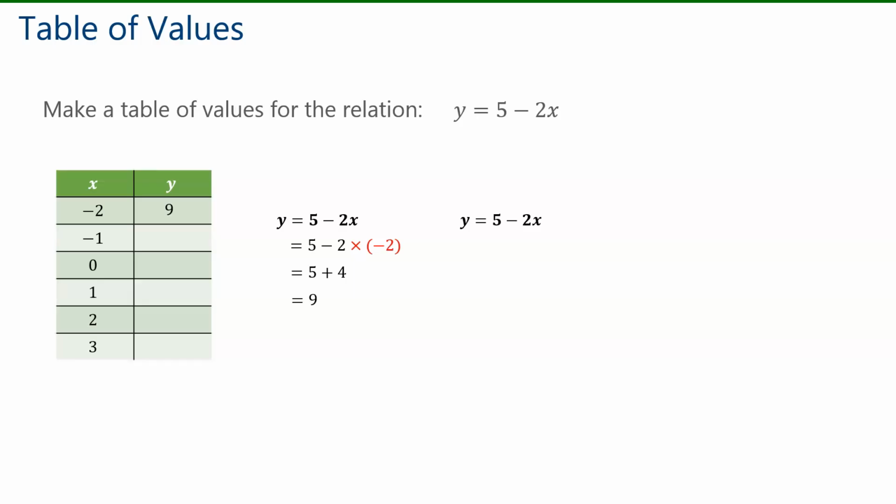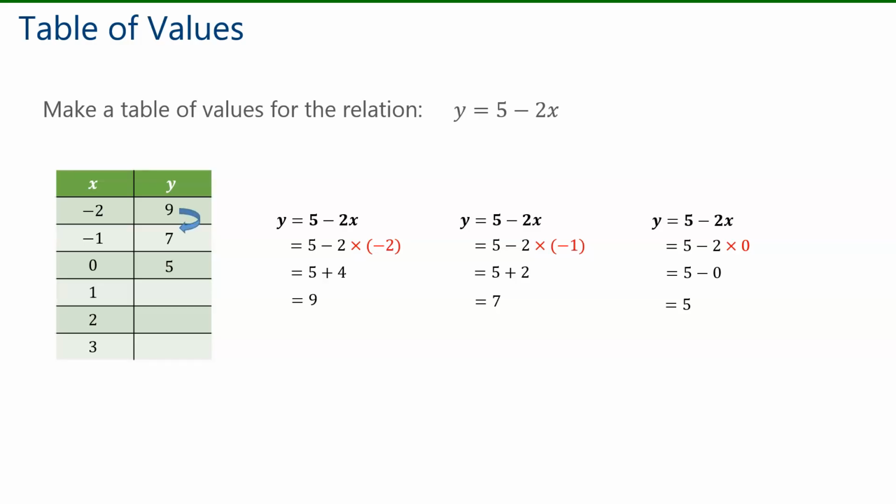Repeat the process and use x equals -1. -2 times -1 equals +2. 5 plus 2 equals 7. And finally, we'll substitute x equals 0. Anything times 0 is just 0. So 5 take away 0 is 5. And so our third y value is 5.